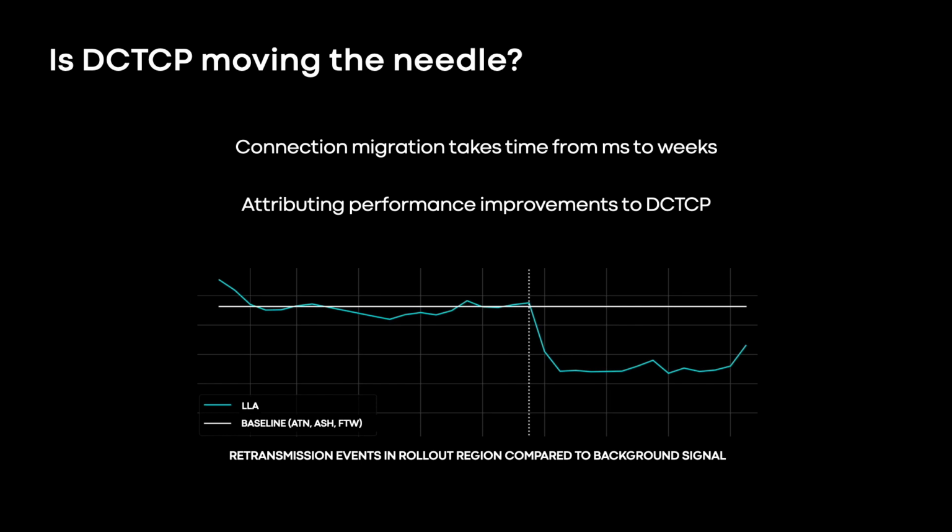Here, in the diagram, we see a control signal for retransmission events created using three different regions. The control signal is fairly static, and up until the DCTCP deployment takes place, the rollout region also follows the control signal very closely. Once the deployment takes place, we see there is a great reduction in the retransmission events. This proved to us that the improvements that we are seeing in the network were because of DCTCP.